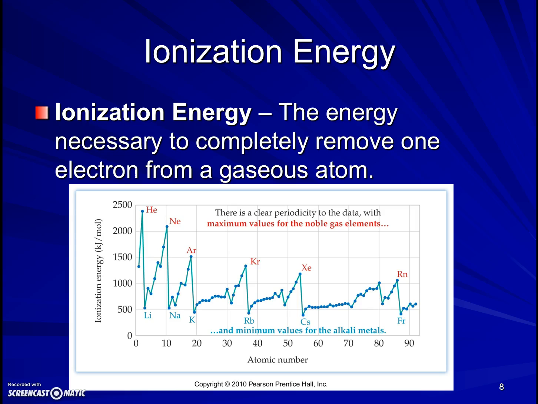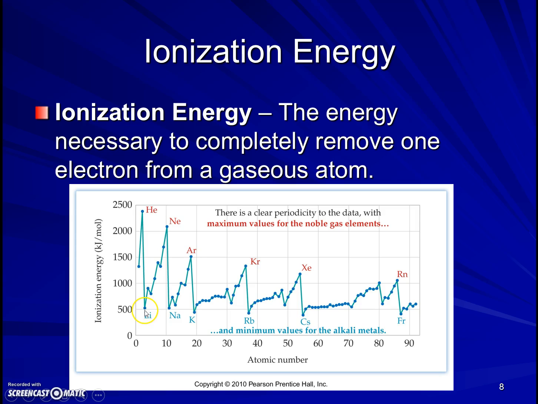Now, ionization energy is the energy that's required to make a 1+ ion. We've got the textbook definition on the screen there: the energy necessary to completely remove 1 electron from a gaseous atom. And so you'll notice that all of these elements that are in the first row of the periodic table have very low ionization energies. That means it's really easy to remove an electron from them.